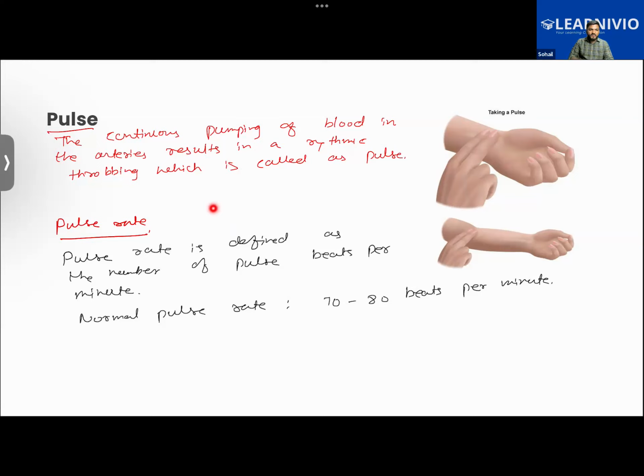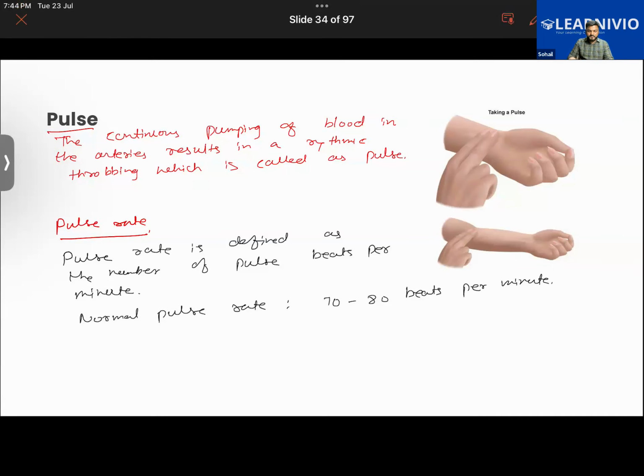You guys tell me, what is the cause of the pulse? Why do you observe a throbbing movement in your wrist? Anyone? Why do we see this movement? I'm repeating my question: why do we feel a pulse? Why do we feel this rhythmic throbbing sensation in our wrist? What is the reason behind this?